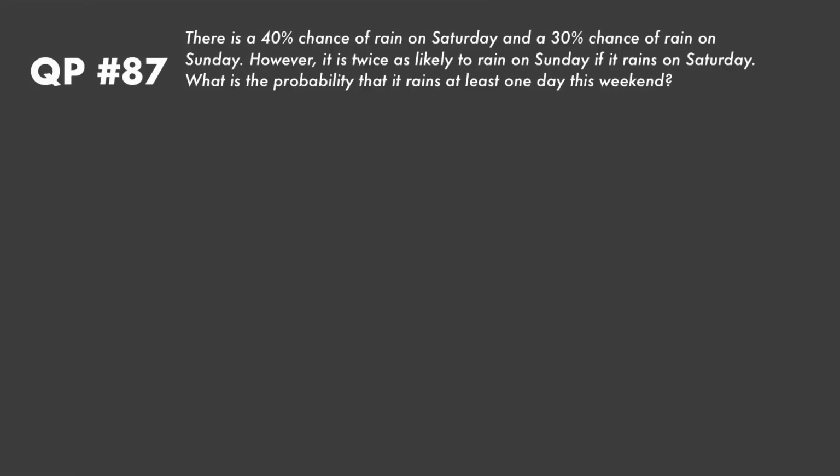Hello everyone, today let's take a look at Quantipus number 87, another conditional probability question. In this question, we are given that there's a 40% chance of rain on Saturday and a 30% chance of rain on Sunday. However, it is twice as likely to rain on Sunday if it rains on Saturday. So what is the probability that it rains at least one day this weekend?